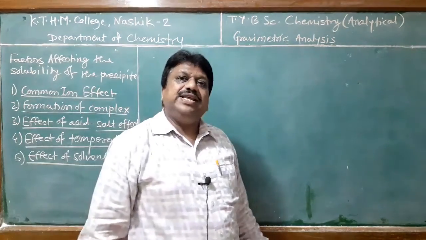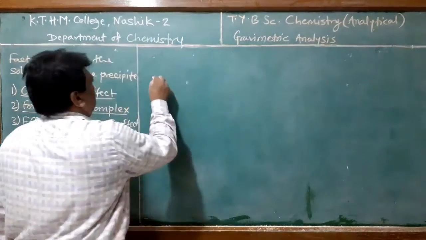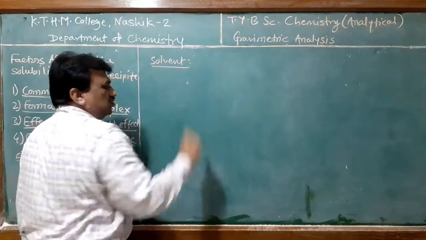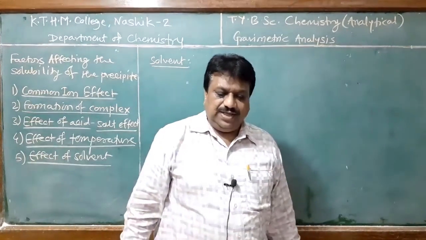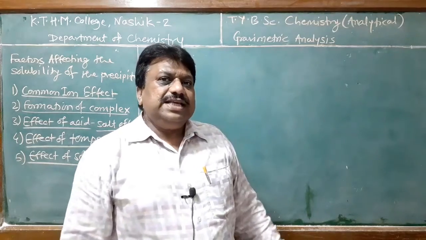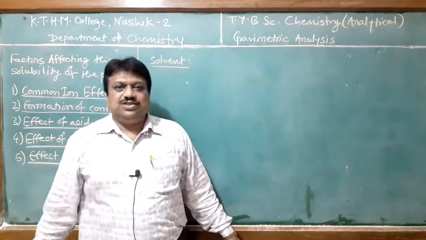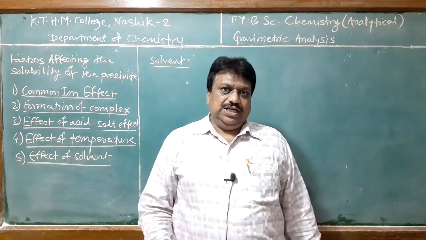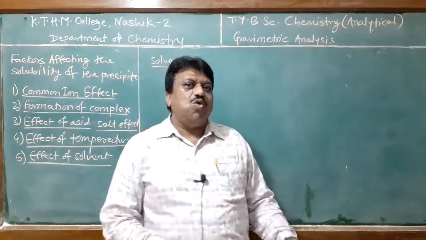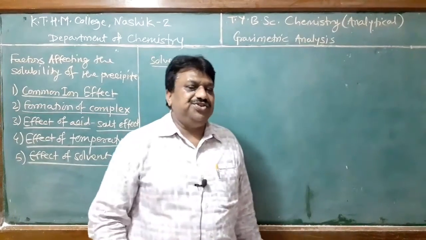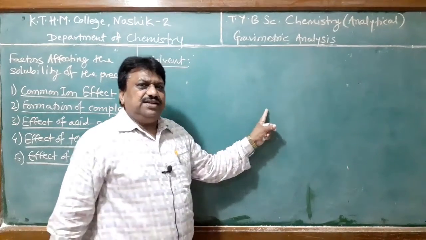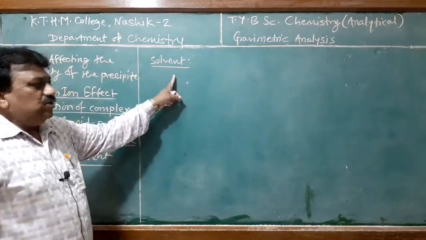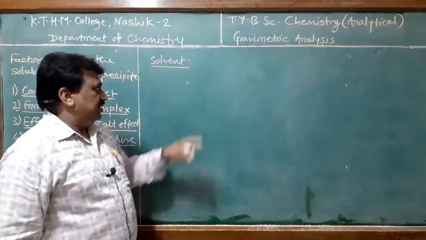Solvent has a very important role in a precipitation reaction, and it affects the solubility of the precipitate. What is solvent? Solution is a combination of solute and solvent. Solvent is the component which is in excess in that mixture. Generally, in gravimetric analysis, solvent is in liquid form. Therefore, here we discuss how the solvent affects the solubility.